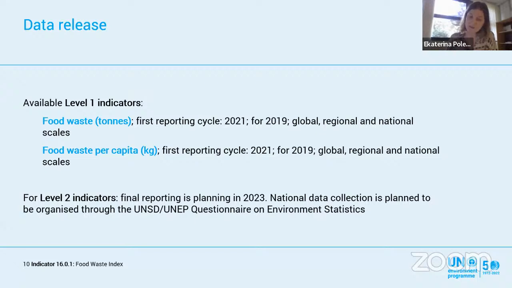Currently, the data is available for level 1 indicators, food waste in tons and food waste per capita in kilograms. The first reporting cycle was in 2021. Data is available for 2019 in global, regional, and national scales. For level 2 indicators or national data, the final reporting is planned in 2023. National data collection is planned to be organized through the UNSD UNEP questionnaire on environment statistics, waste section. Next slide, please.